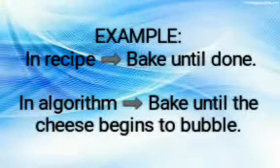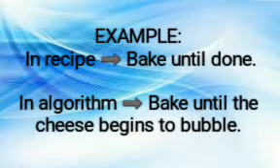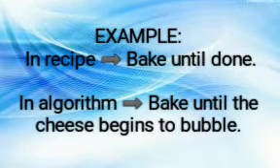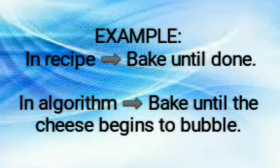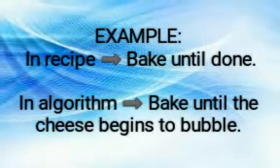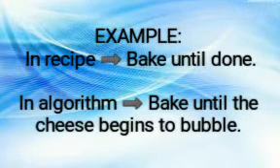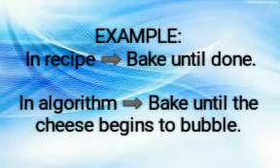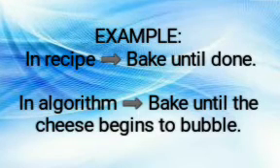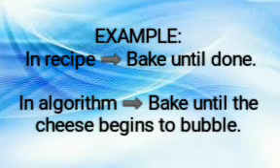For example, in a recipe, "bake until done." It doesn't explain what done means. But in an algorithm, "bake until the cheese begins to bubble." Now, it is better understood.